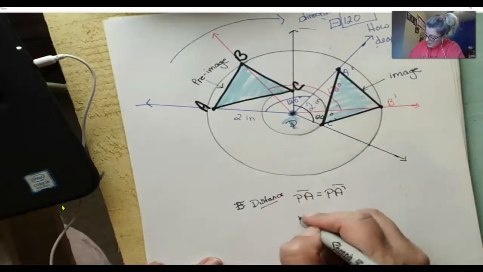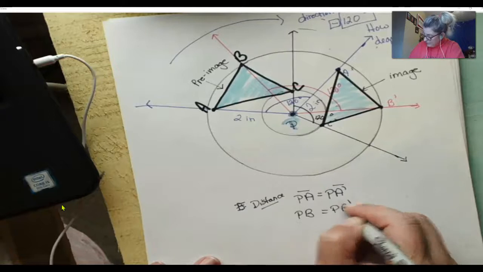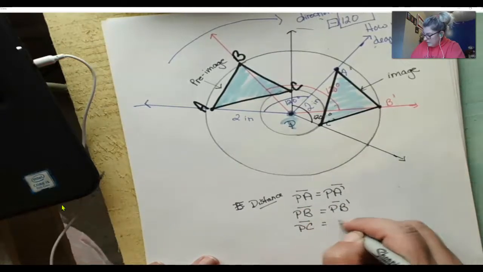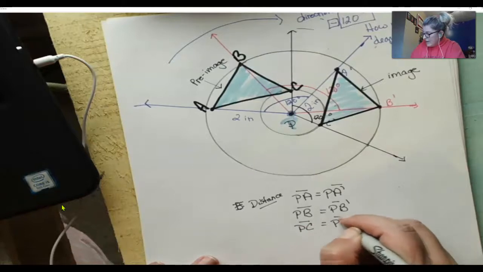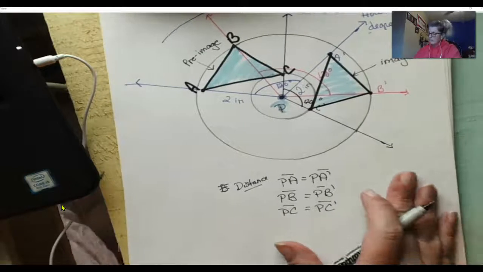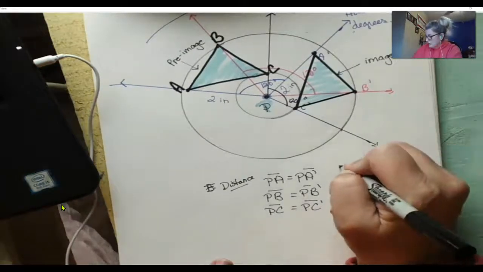Okay, so then we have P to B, P to B prime, and P to C, and P to C prime. And I'm putting that segment above it because we are just talking about that segment. Also, the measurements of your segment should be the same.